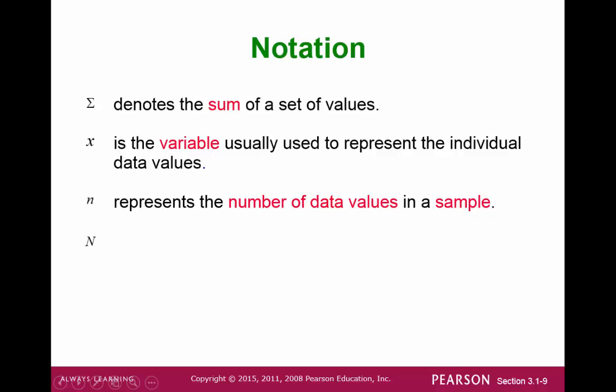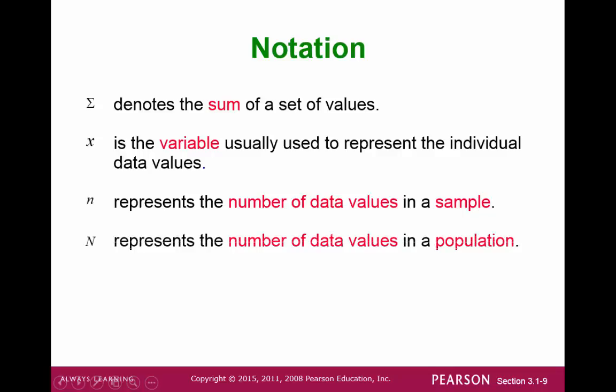Lowercase n represents the number of values in our sample. Capital N represents the number of values in our population. So now we have our first example of distinguishing a statistic from a parameter. Lowercase n is a statistic and capital N is a parameter.